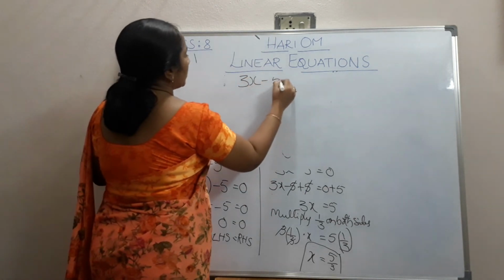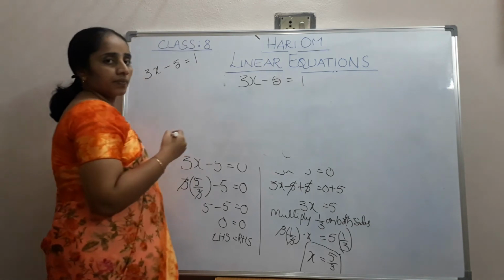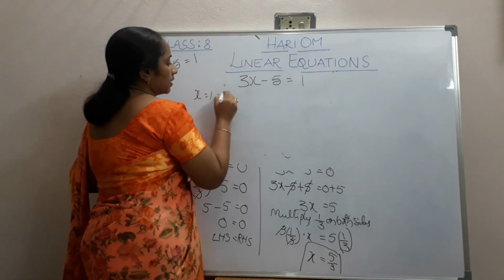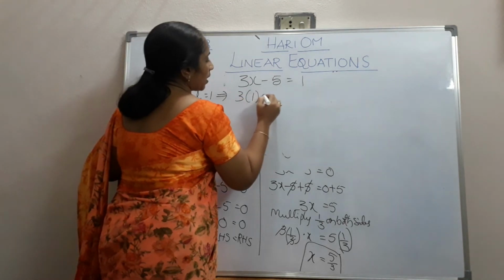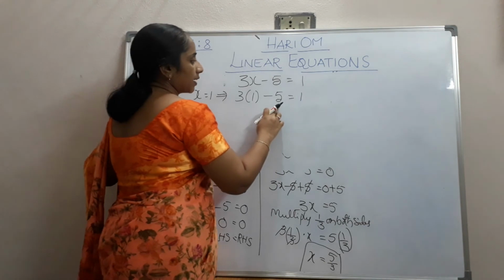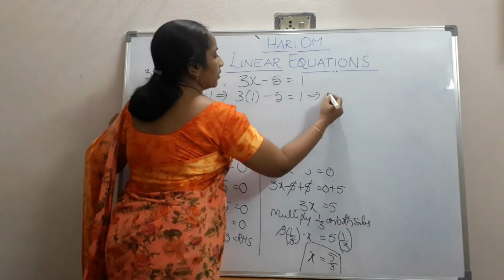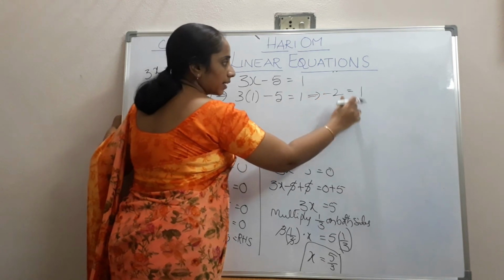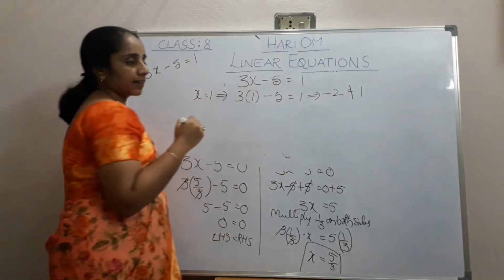3x minus 5 equal to 1. By substituting x = 1 in this equation, 3 into 1 minus 5 is equal to 1. 3 ones are 3, 3 minus 5 is minus 2. Is minus 2 equal to 1? No, it is not equal to 1.